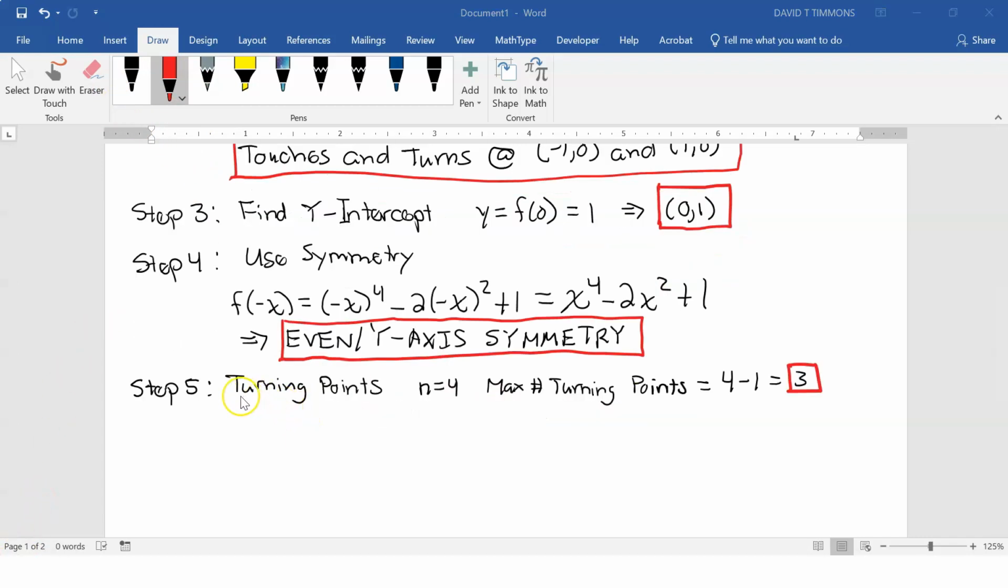In step 5, we'll look at the maximum number of turning points the graph could have. Because this is a 4th degree polynomial, n is 4, so our maximum number of turning points will be 4 minus 1, or 3.